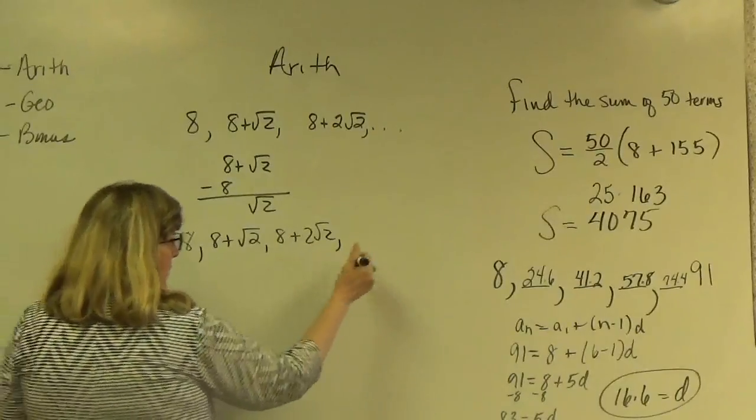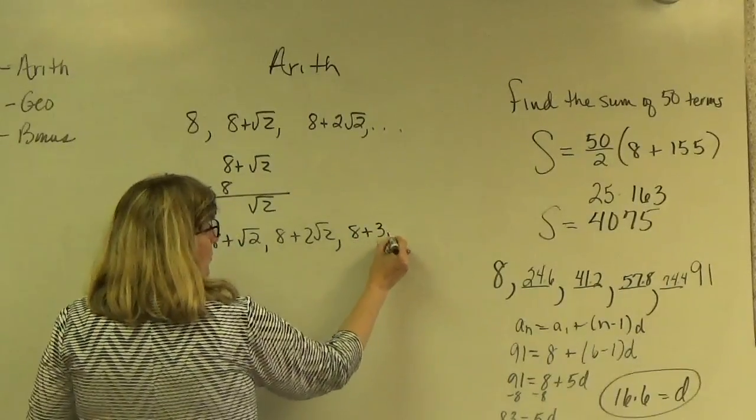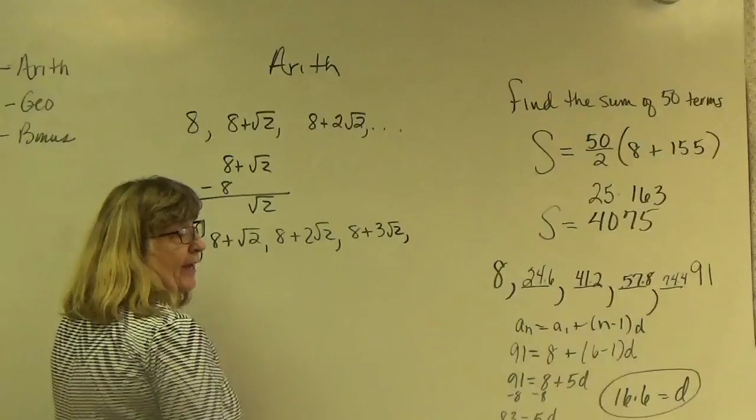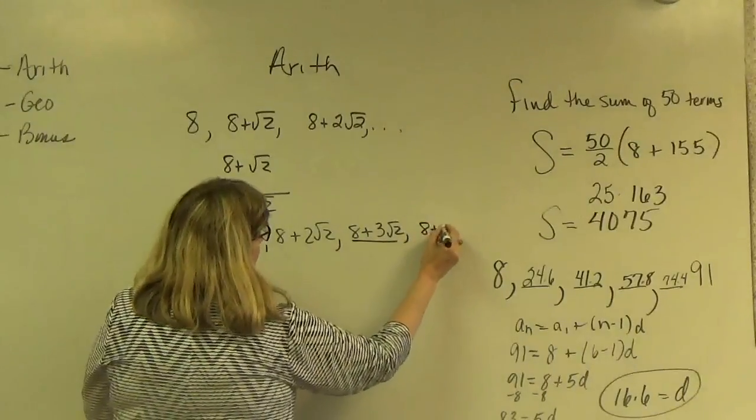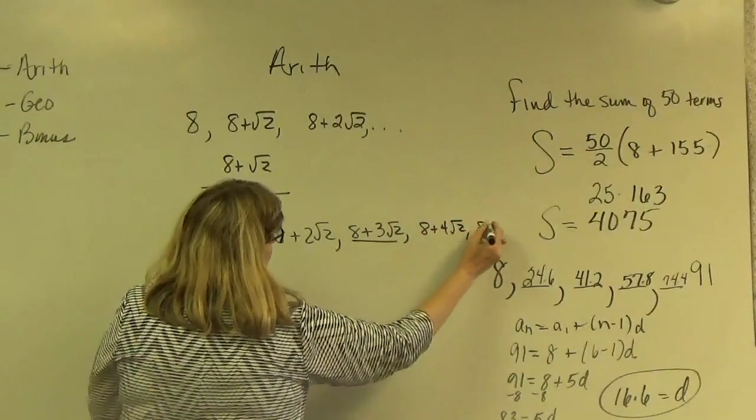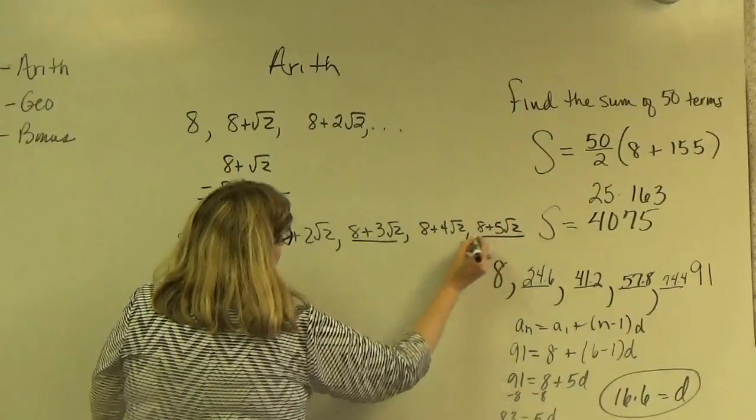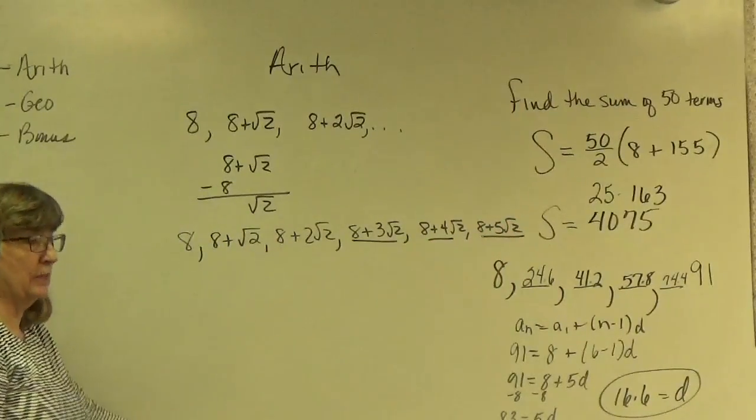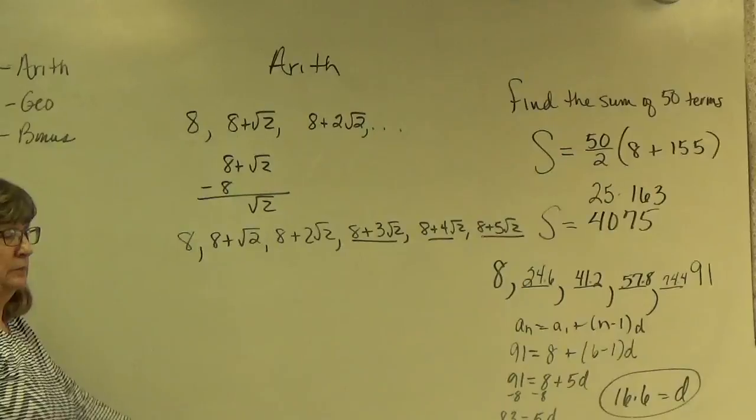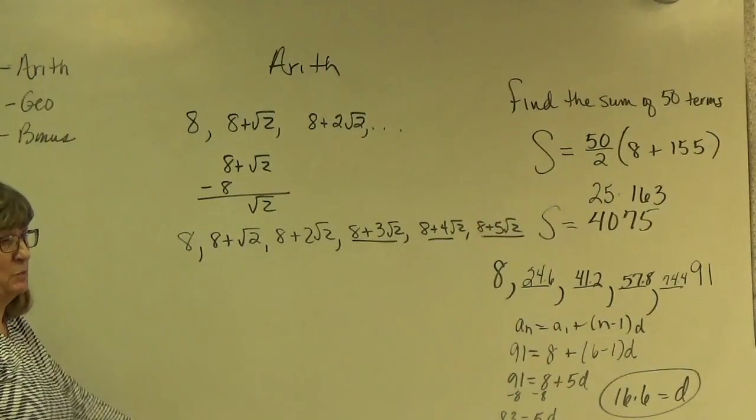So add another radical 2, that'd be 8 plus 1 more, so it'd be 3 square roots of 2. Add another one, 8 plus 4 square root of 2, and 8 plus 5 square root of 2. And that would be our 3 answers. Is that what you're kind of talking about? Yeah. You could go to decimals, but decimals wouldn't be as pleasant.